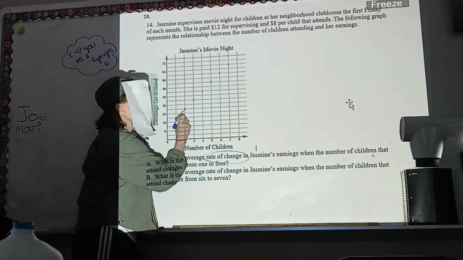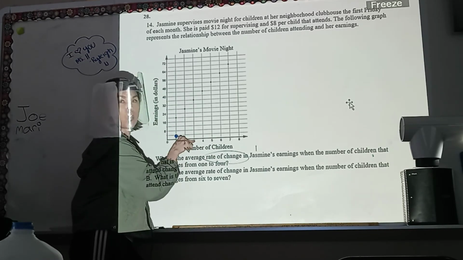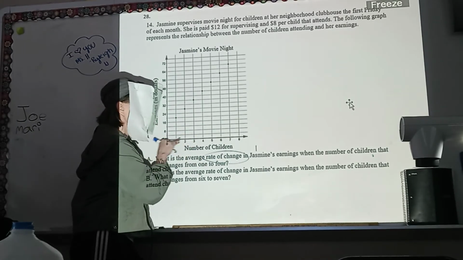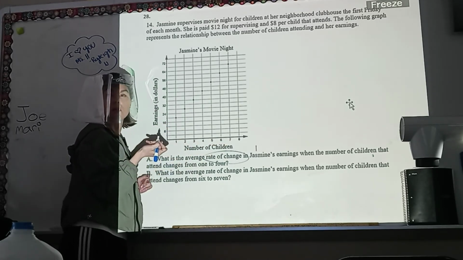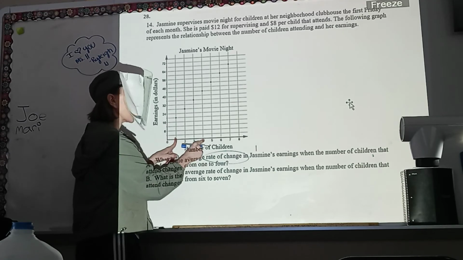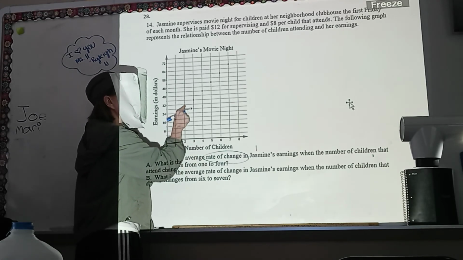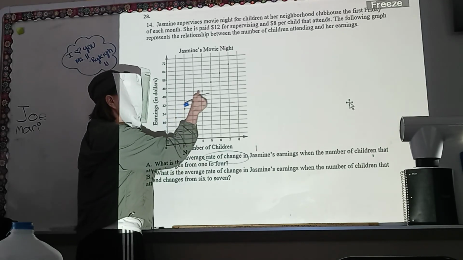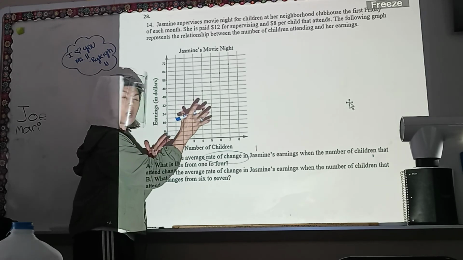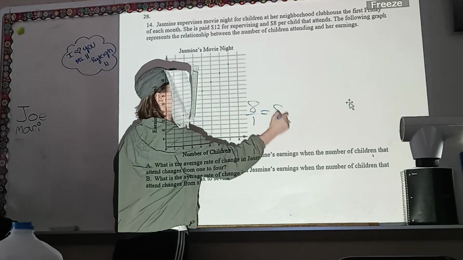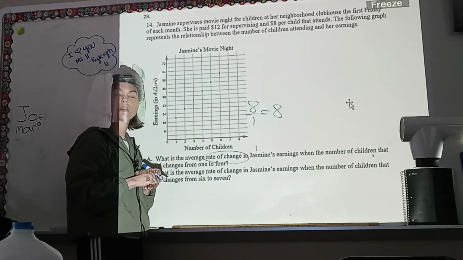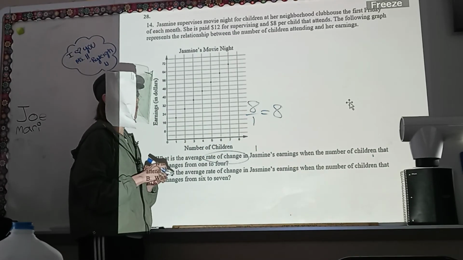And then we went over 1, which these are going by ones along the x-axis here. So we went up 8 over 1. So from 1 to 4, you can see we went up 8 over 1, up 8 over 1, up 8 over 1 each time. So the 8 over 1 would simplify to what? 8. So the rate of change for A is 8.